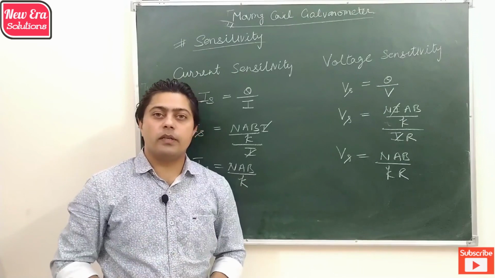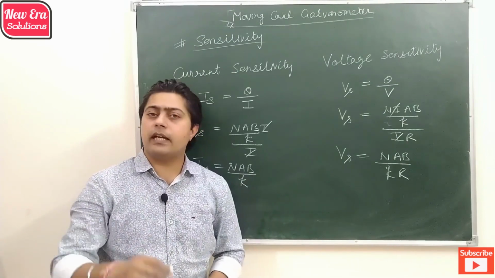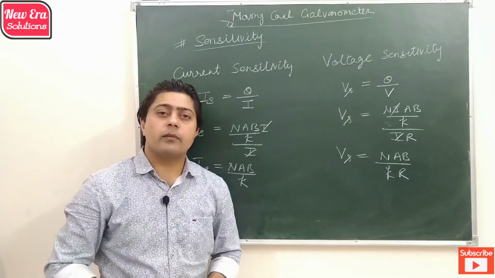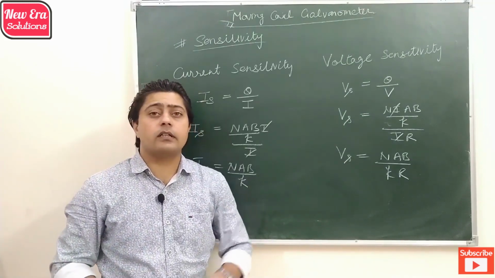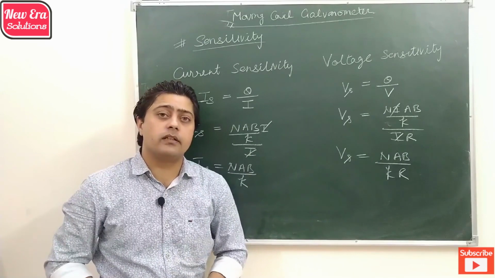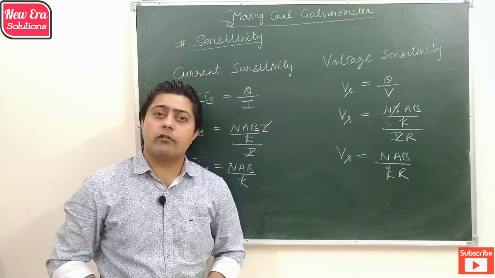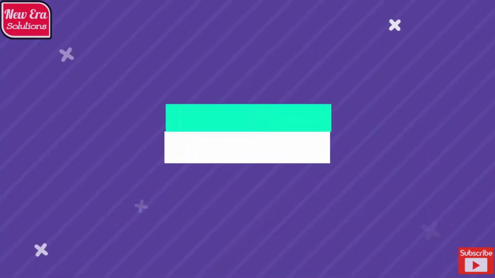So a moving coil galvanometer has various advantages. It can measure current and it can also be used to measure the potential. So now let's find how we can convert a galvanometer into a voltmeter and how we can convert a galvanometer into an ammeter.